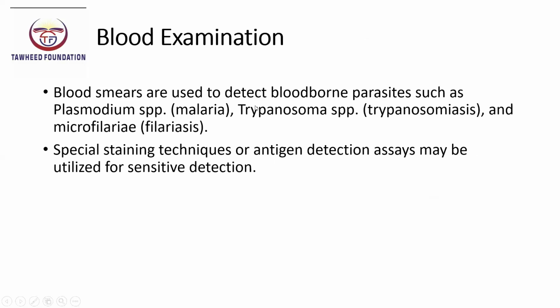Blood examination methodologies. Blood smears are essential for diagnosing bloodborne parasitic infections like malaria, Plasmodium species, trypanosomiasis, that is Trypanosoma species, and filariasis, that is microfilaria. Advanced stains such as Giemsa and antigen detection assays make it possible to detect even low concentrations of parasites. Blood examination also allows quantification of parasitemia and assessment of disease severity.